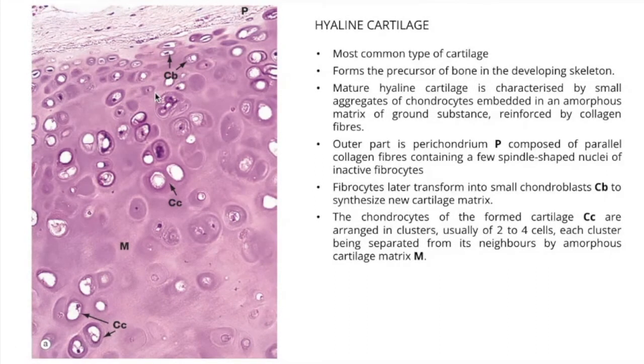Okay, so the outer part here is the perichondrium, the P, composed of parallel collagen fibers. And also the CB, the fibrocytes, which later will transform into the small chondroblasts. Here, as you can see. And the chondrocytes of the formed cartilage are usually formed in a cluster. So at the upper layer, it will become the chondroblast. But the chondrocytes usually extend downwards in the form of a cluster, usually 2 or 4 cells, 1, 2, 3, 4, in a cluster here. This is also a cluster of chondrocytes. And the pinkish staining is the cartilage matrix.